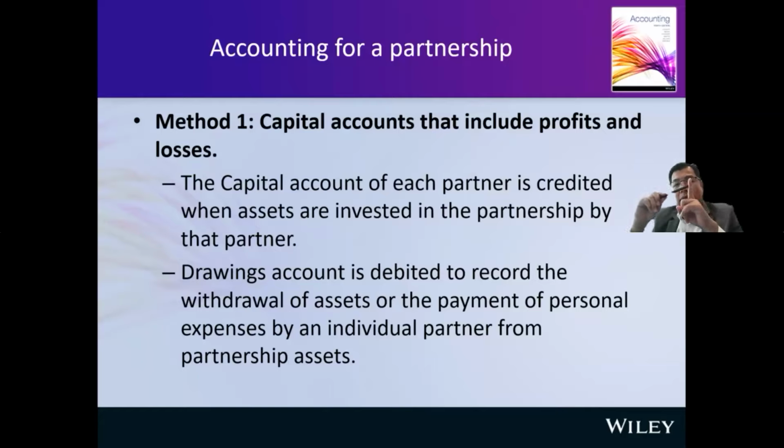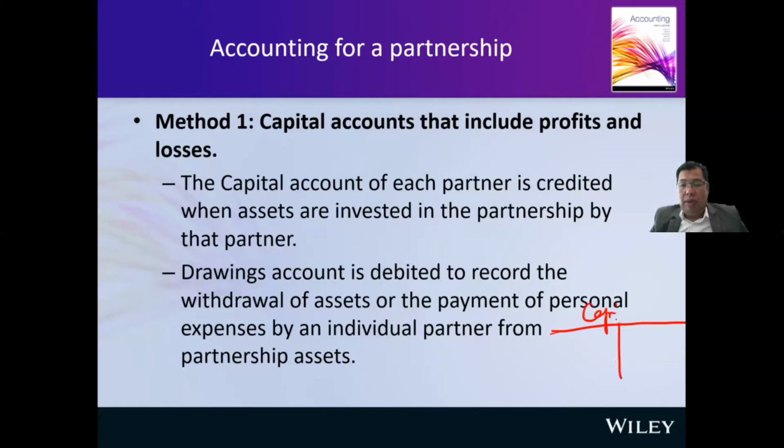If the business makes a profit, the partners' capital will increase. If the partners withdraw money, the partners' capital will decrease. So it continues. We only have one account, the capital account. Drawing is debited to record the withdrawal of assets and payment of personal expenses by an individual partner from the partnership assets. For example, let me just draw a simple example.